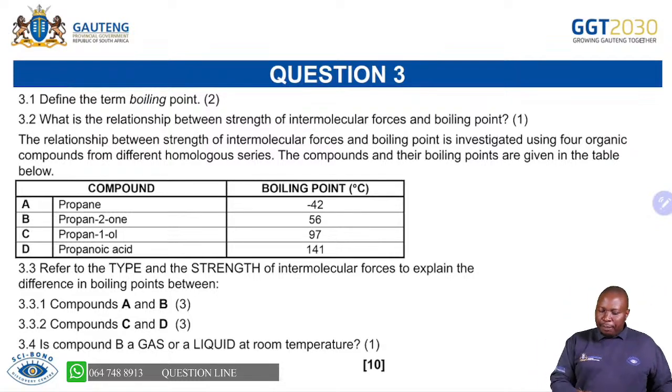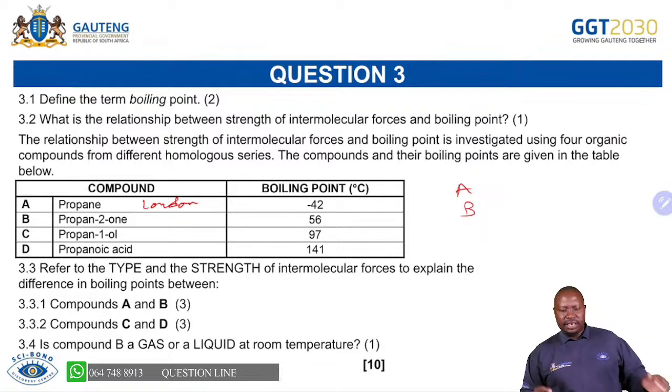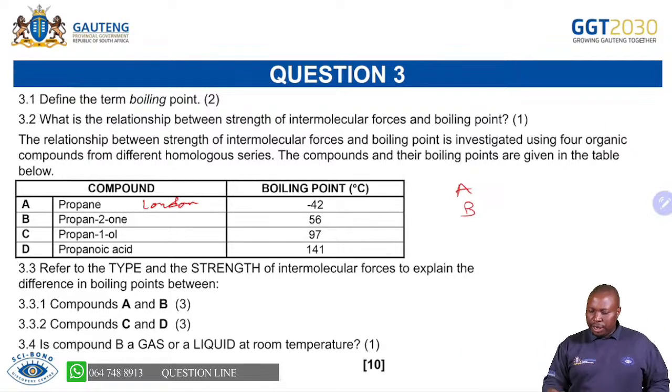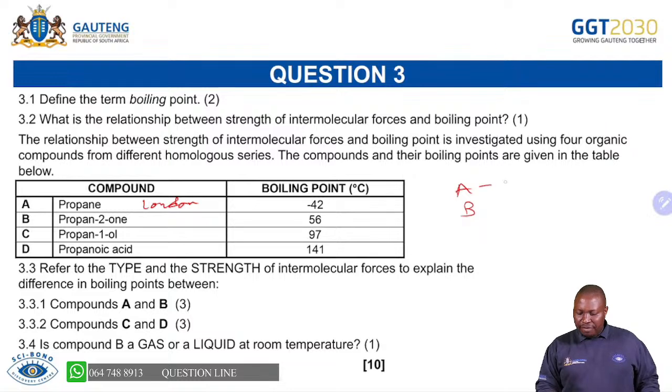To say, okay, propane, they have London forces. And then when it comes to propan-2-ol, you can refer to them as A and B so that you don't have to write the full name now. To say, okay, in A, which is propane, we have London forces, and then in B, we are having our dipole. That is the type of intermolecular force.